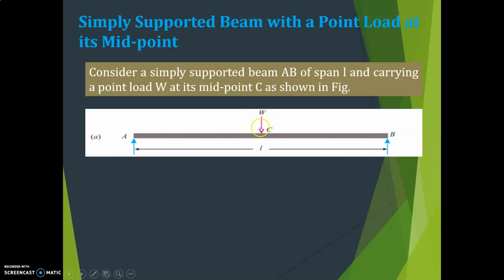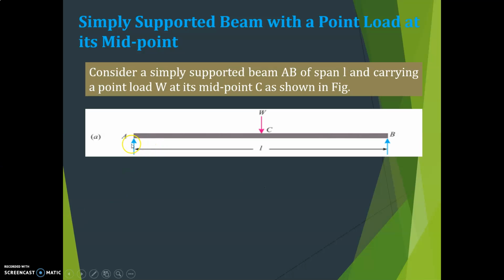Let us consider a simply supported beam AB of span L carrying a point load W at its midpoint C. This is the beam AB. It is simply supported, which means it rests on two supports. Here the load is acting at the center. So first you have to calculate what are the reactions developed.